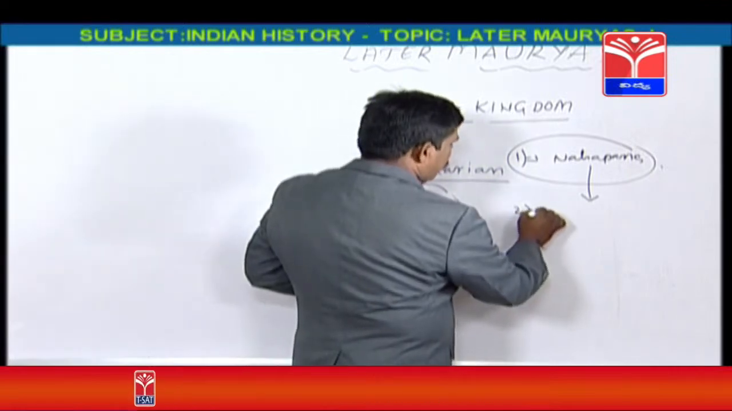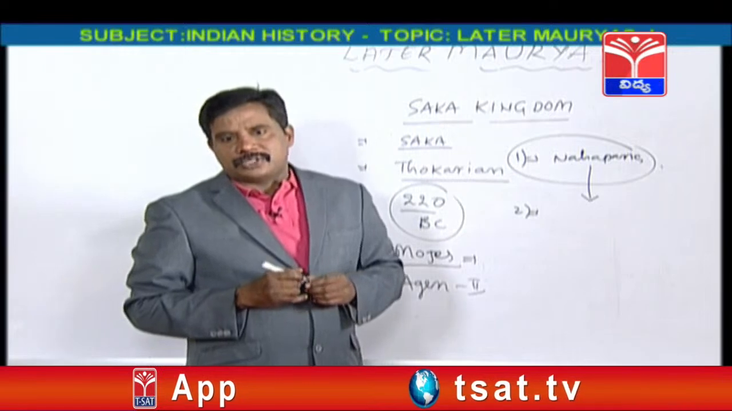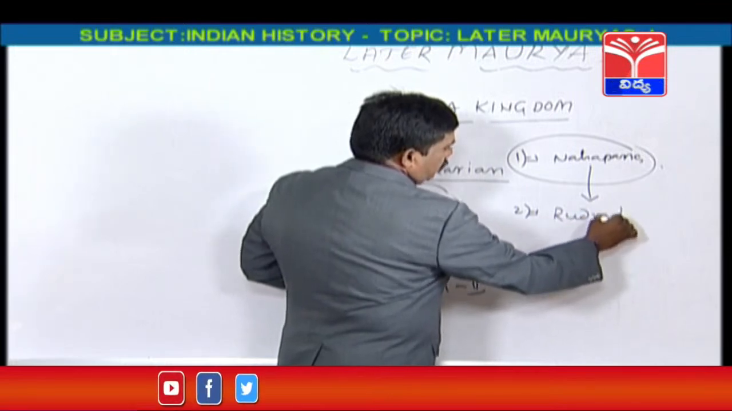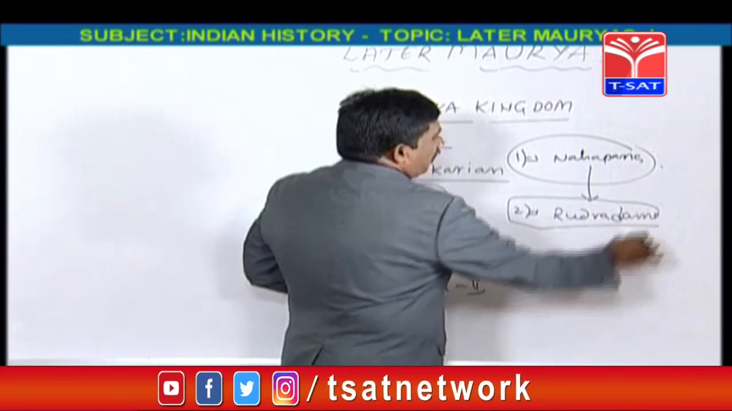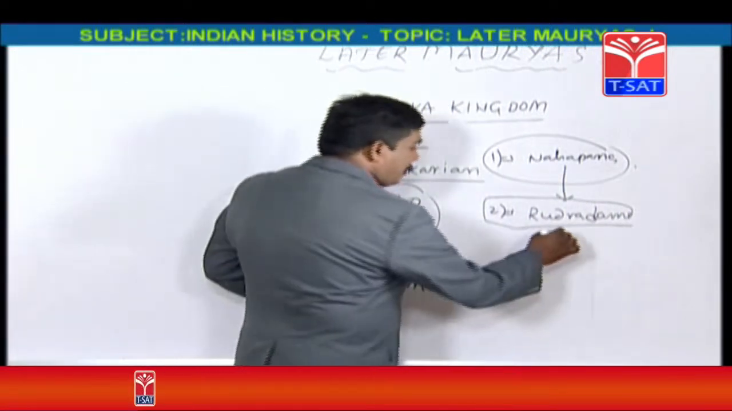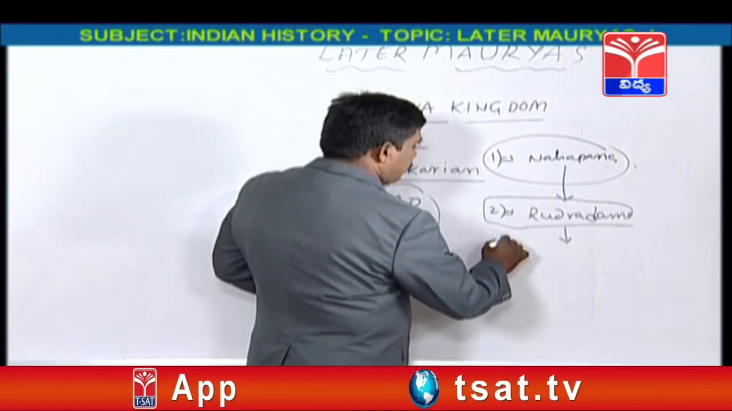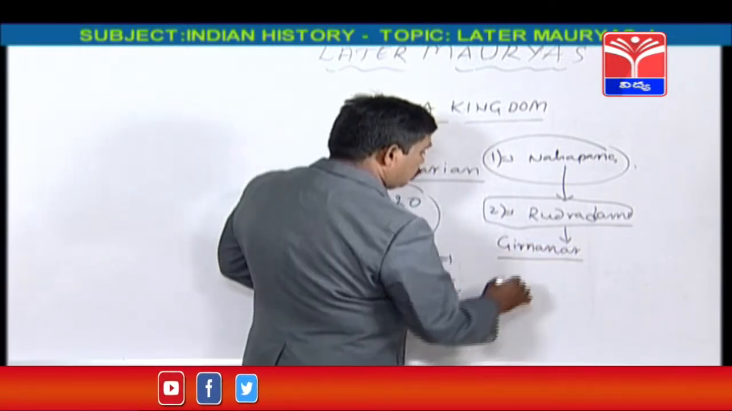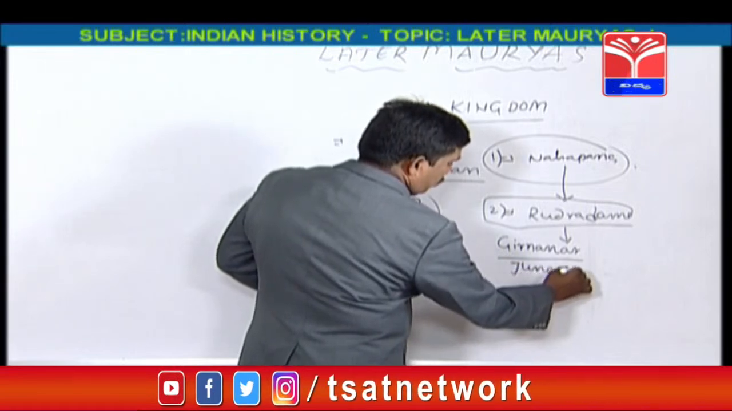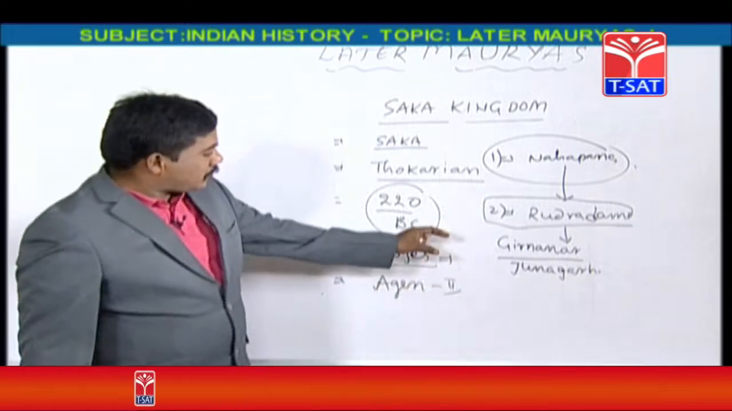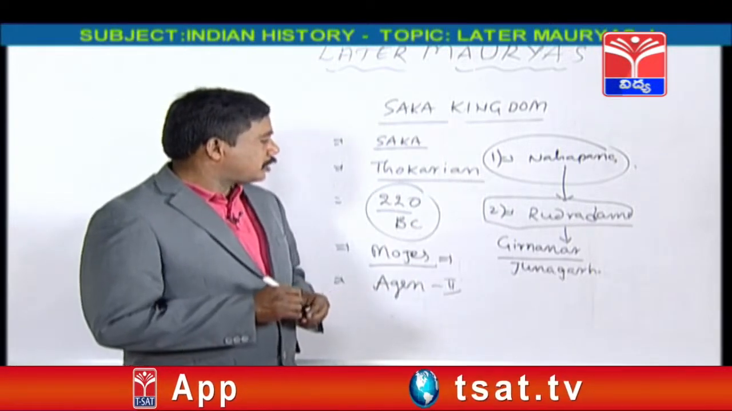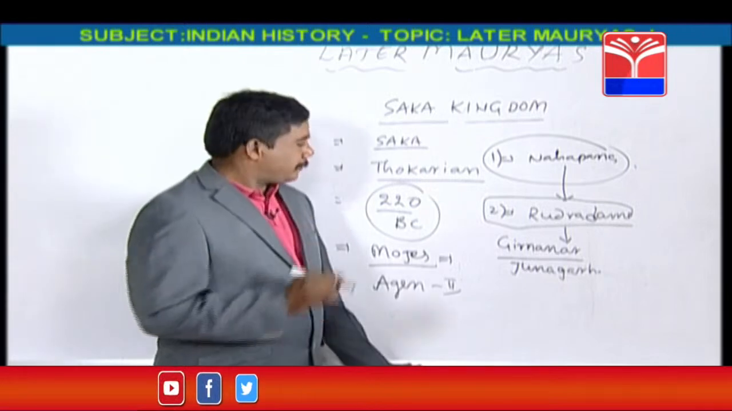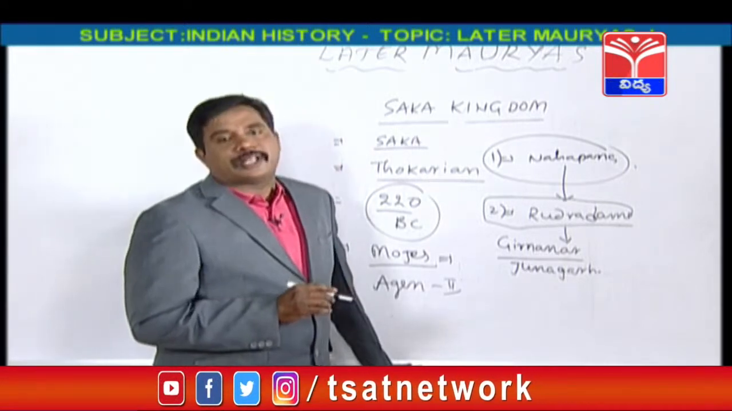And second, the Gujarat and Malwa Kshatrapas. Here Rudradaman was the important ruler. You know, Rudradaman laid the Girnar inscription, also called the Junagadh inscription. This is the most important point: the Girnar and Junagadh inscriptions are the same, not different. That inscription was laid by Rudradaman.